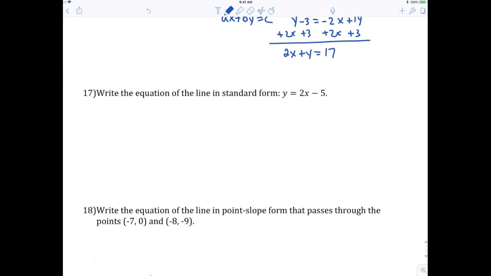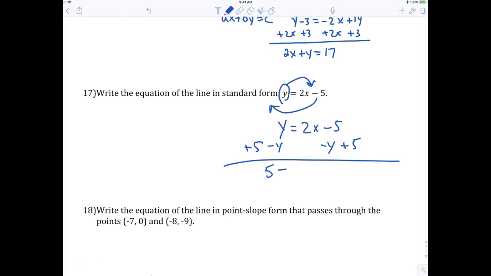Standard form for number 17. Here we go. I want the x with the y. Now I'm going to move the y because I want my x to stay positive, and I'm going to move my 5 because I have to get it away from the variables. So if I do that, it's going to be a minus y and a plus 5. That gives me 5 equals 2x minus y, which is the same as 2x minus y equals 5. Everybody good?